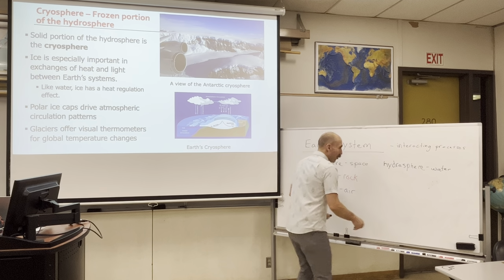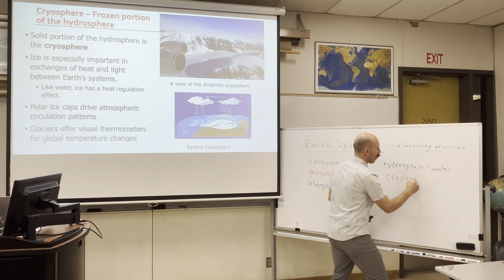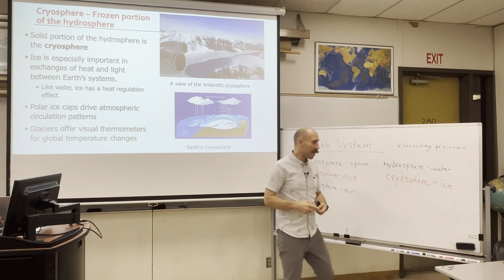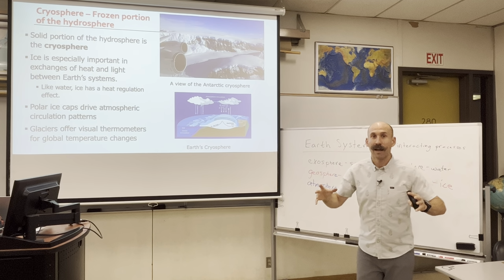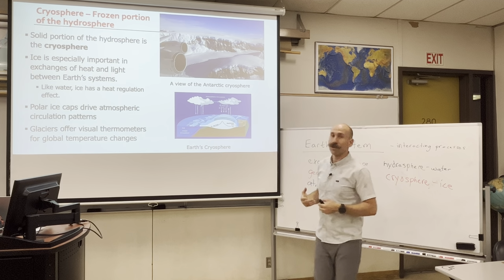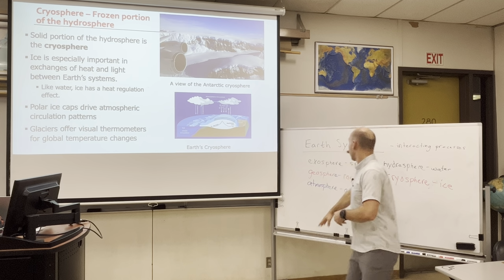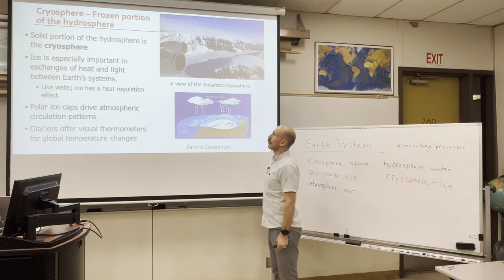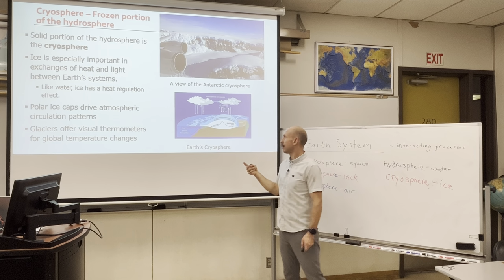In our scope, though, the cryosphere. So the cryosphere is just the frozen portion of the atmosphere. Ice. We're studying ice because ice is crucial for climate. Ice is crucial, right, there's the atmosphere. Ice is crucial for the thermohaline circulation. All of these things are wildly important for interacting throughout the Earth system. But we could say that ice is especially important because it exchanges heat and light between the various Earth systems.